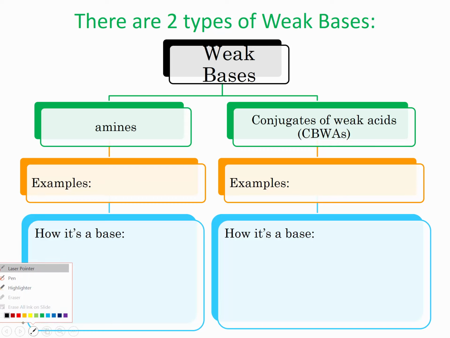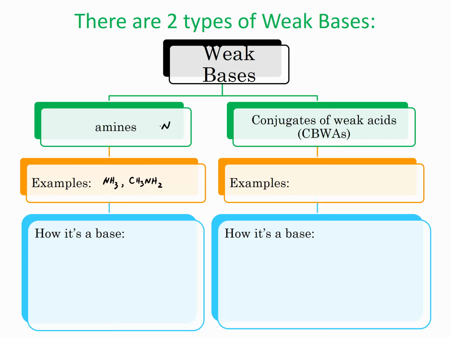So here's an example of an amine. Amines have nitrogen in them, so it's going to look something like this. I'll just write some examples here. Like ammonia, so NH3, and just another random example, methylamine, so CH3NH2.